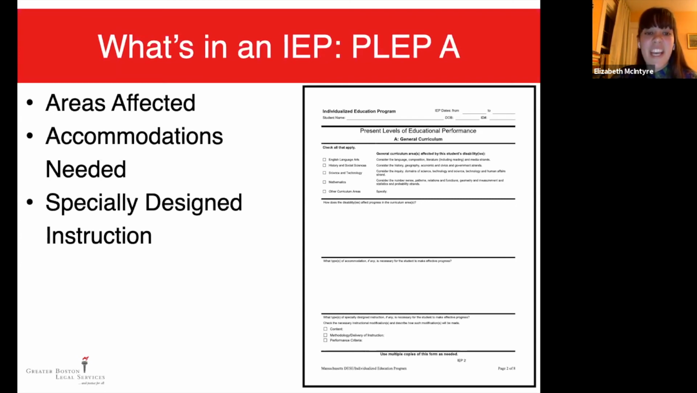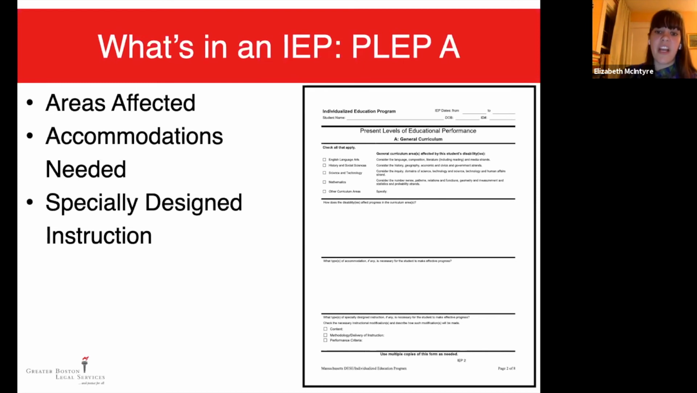And then the next part says, what types of accommodations does a student need in order to make progress? So remember, we talked about IEPs are a free and appropriate public education, which include specially designed instruction. How are we going to teach this student? Accommodations, what do we need to change in order to make sure the student is successful? And related services, what extra services do kids need?